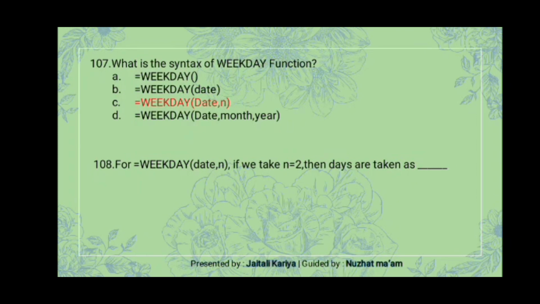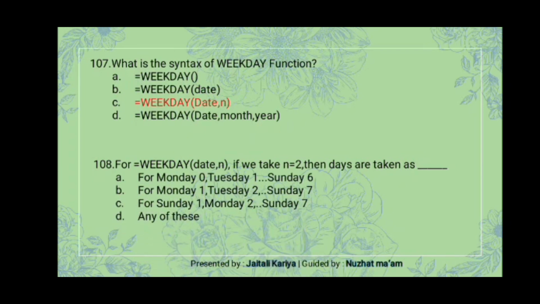108. For weekday date n, if we take n equals to 2, then days are taken as dash. A for Monday 0, Tuesday 1 and so on up to Sunday 6. B for Monday 1, Tuesday 2 and so on up to Sunday 7. C for Sunday 1, Monday 2 and so on up to Sunday 7. And D, any of this. The correct answer is B.